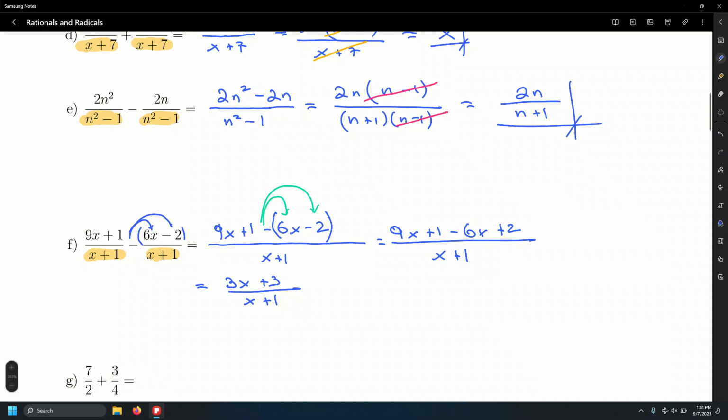Or factor? What do we factor? The 3. Okay, factor the 3 in the numerator, x plus 1 over x plus 1. Divide out the x plus 1's. Final answer, 3.